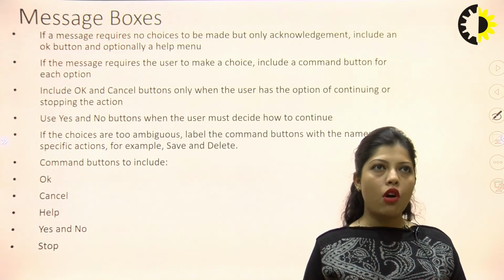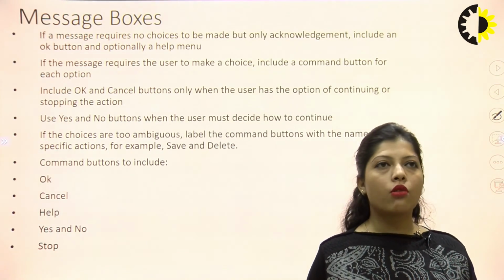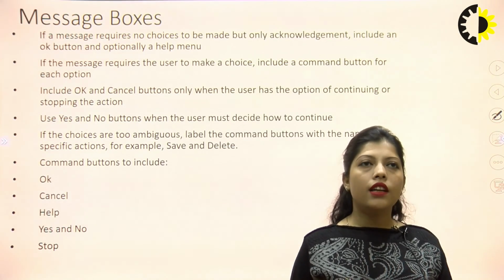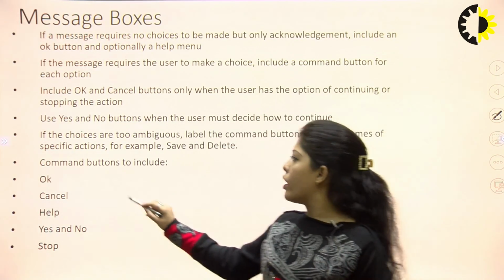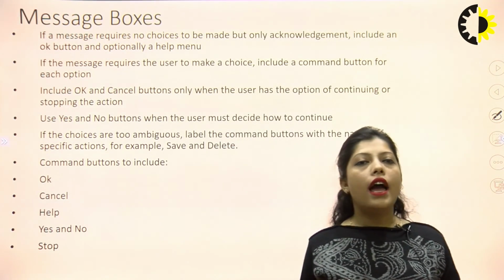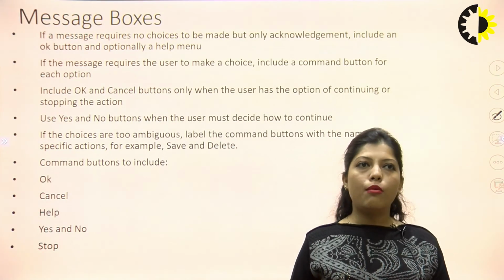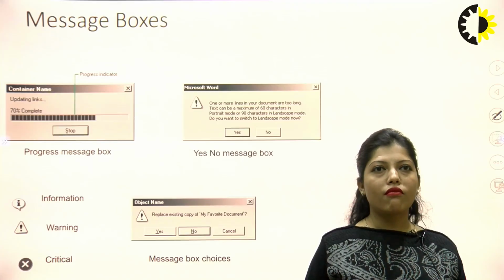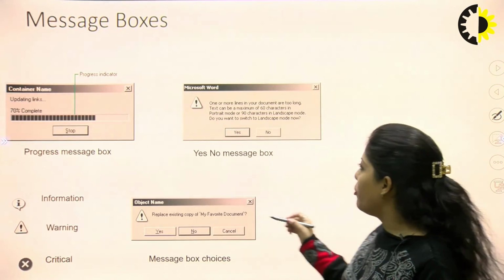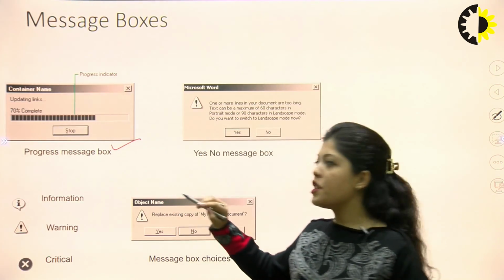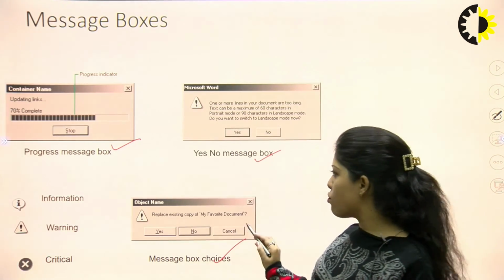Next is the message box. A message box is similar to the dialog box. If the message requires the user to make a choice, it includes command buttons like OK, cancel, help, yes and no, and stop. These are all the choices available in the message box. In a message box there are three kinds. This is the progress message box. This is the yes or no message box. This is the message box choices.